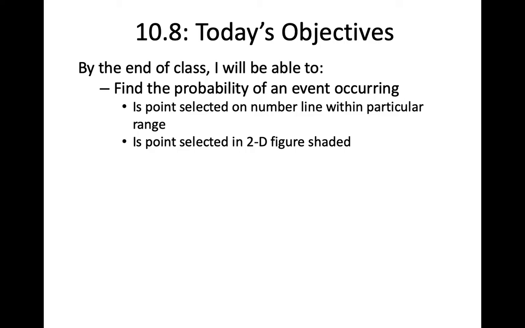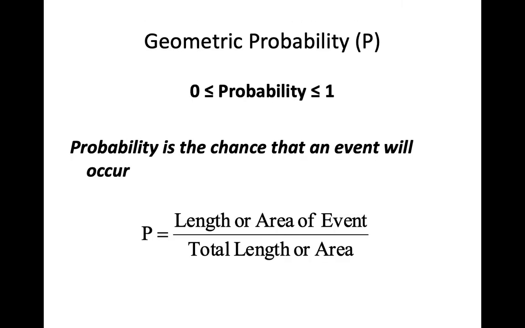By the end of the class today, you'll be able to find the probability of an event occurring, and there are two types of events. One is a point selected on a number line within a particular range. What is the probability of that occurring? And secondly, what's the probability of a point selected in a 2D shape being in a shaded region of that shape?